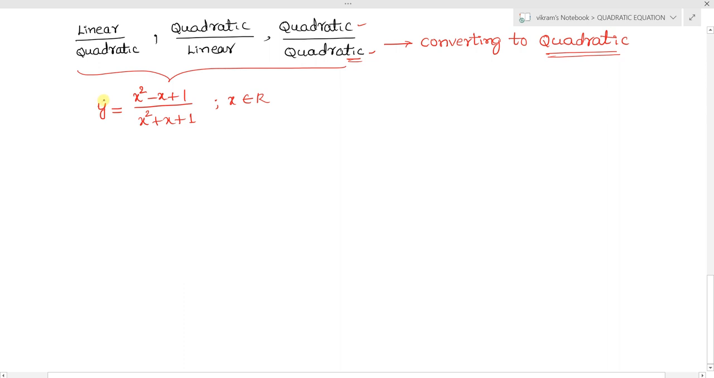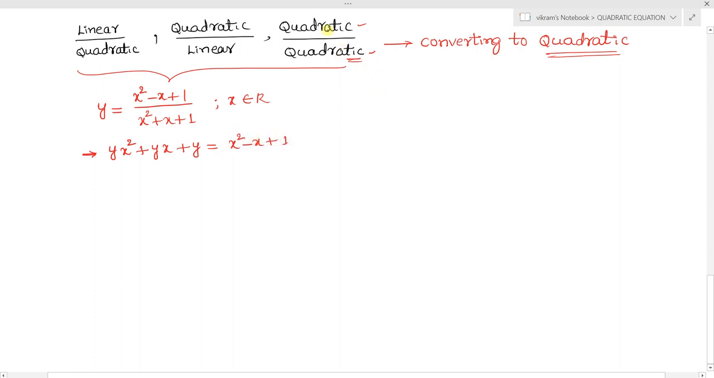Now we need to find the range of y. Finding the range means the possible values of y have to be found. For this, simply cross multiply. If we make the cross multiplication directly, I'm writing it as y into x square plus y into x plus y equals x square minus x plus 1.